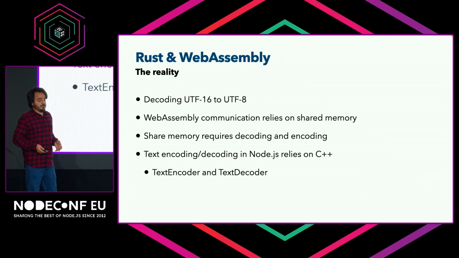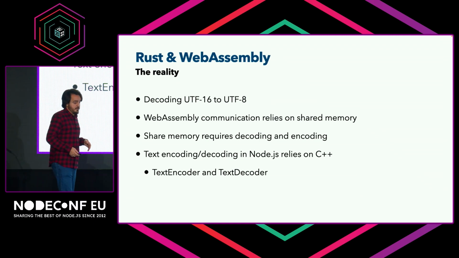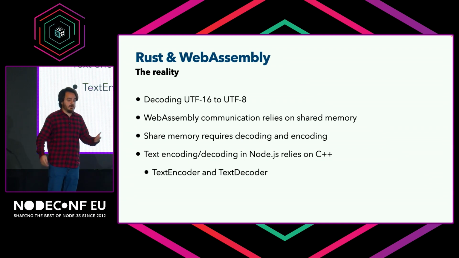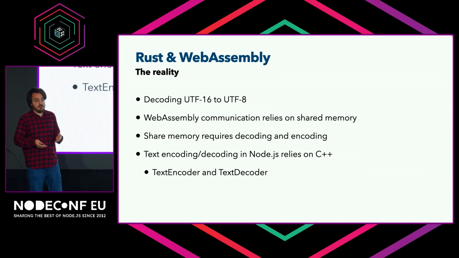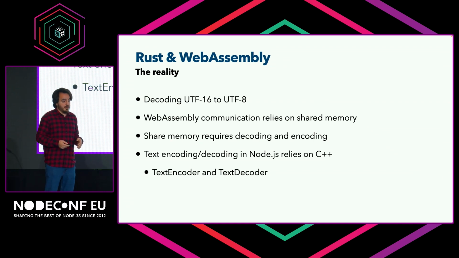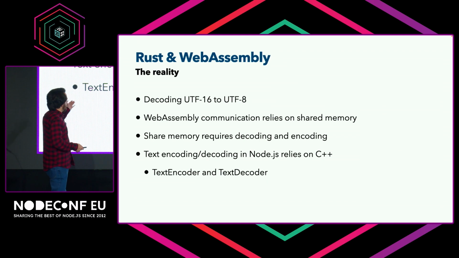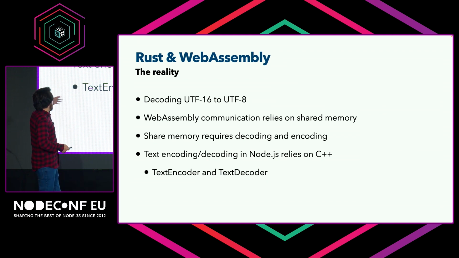Because that's the fact. But in reality, decoding UTF-16 to UTF-8 is costly. WebAssembly communication relies on shared memory. So this means that whenever you want to pass a variable from JavaScript userland to WebAssembly, to another language, you are using a shared memory. That means that you need to decode and encode in order to put your values into that shared array buffer. So shared memory requires decoding and encoding. And text encoding and decoding in Node.js relies on C++. And those are our only solutions to encode and decode in a really fast way in Node.js for serialization: TextEncoder and TextDecoder.